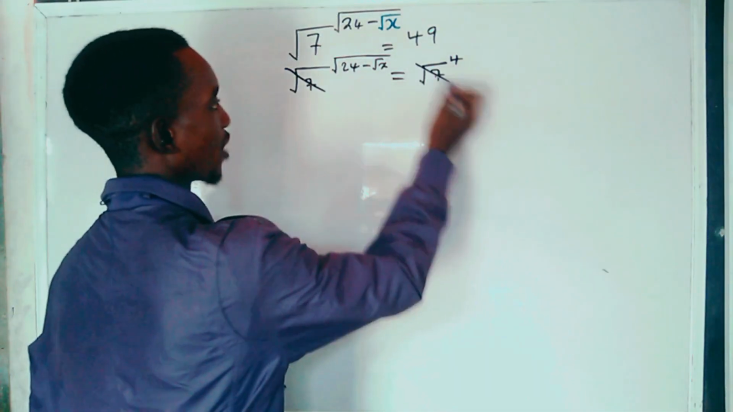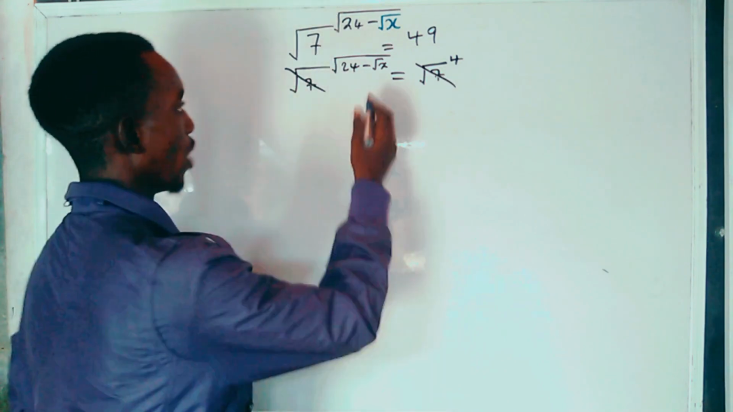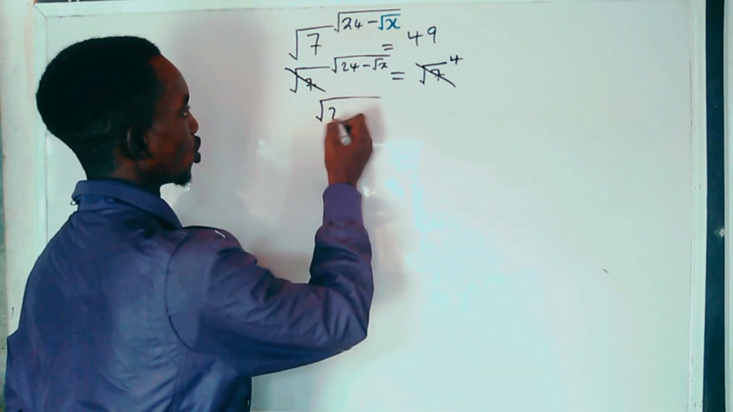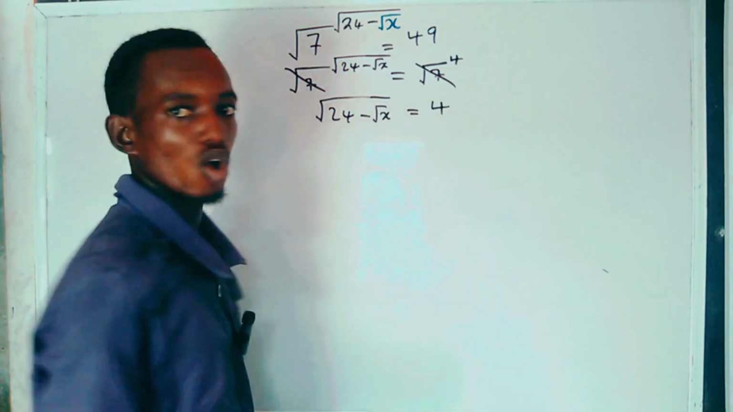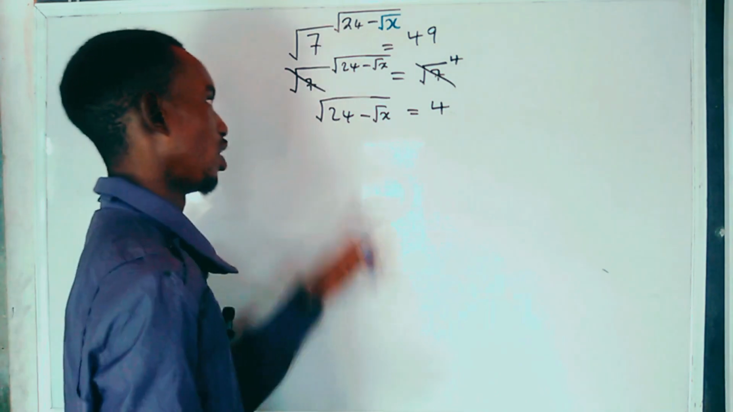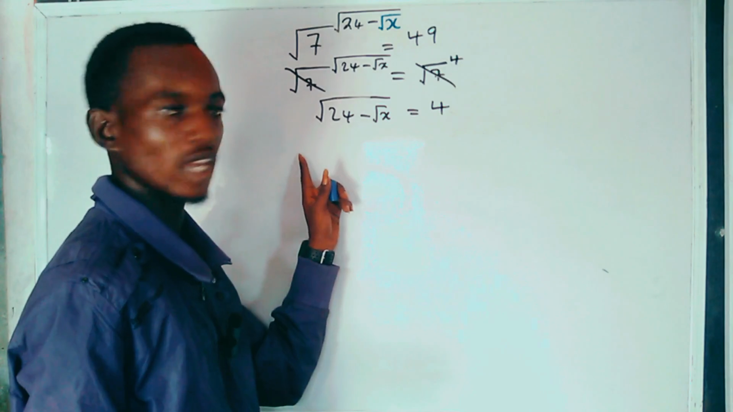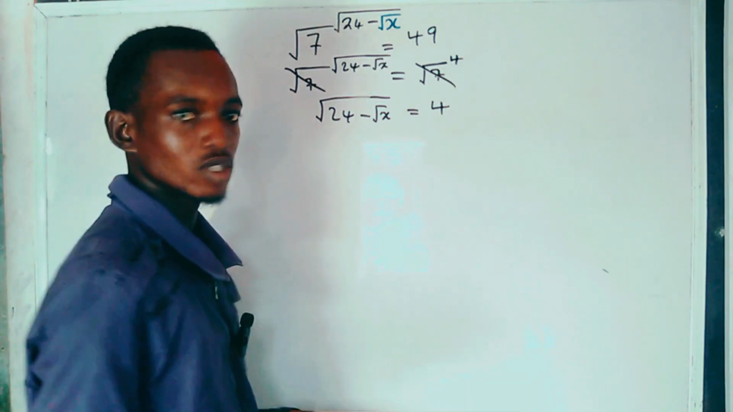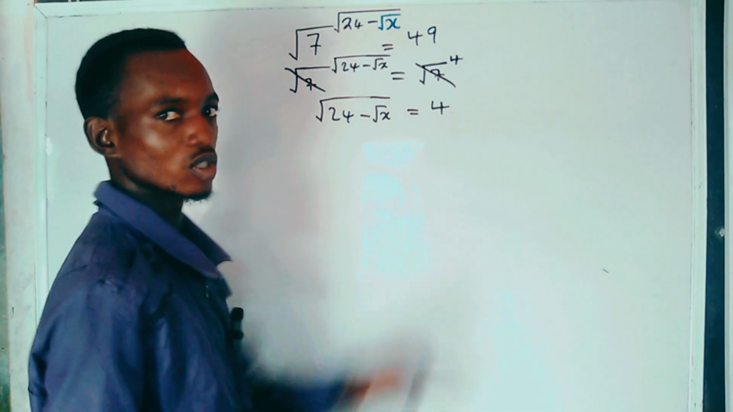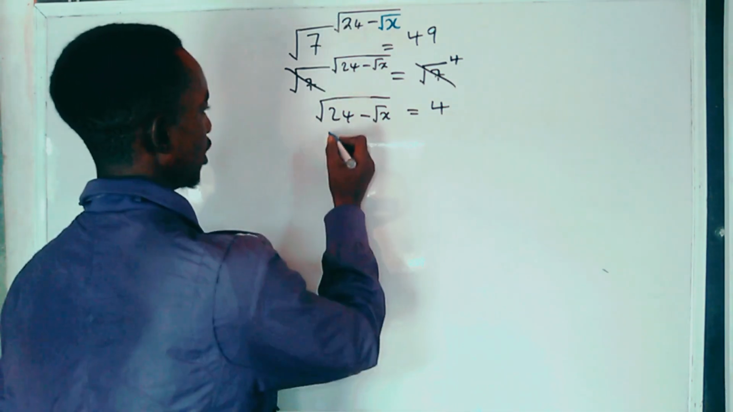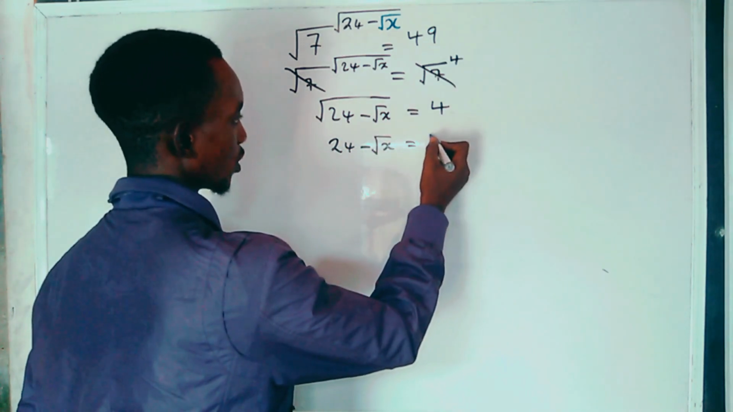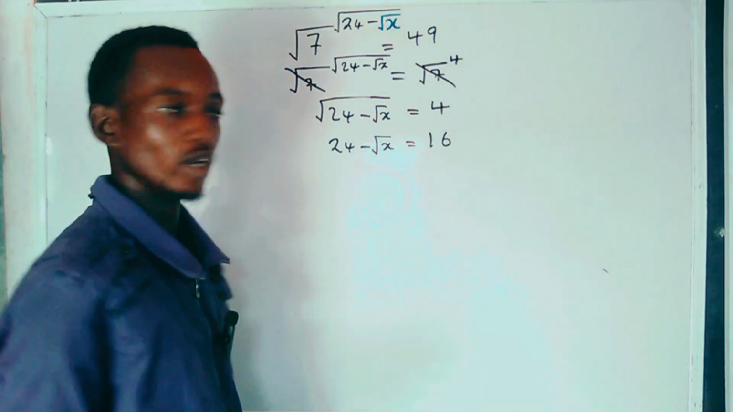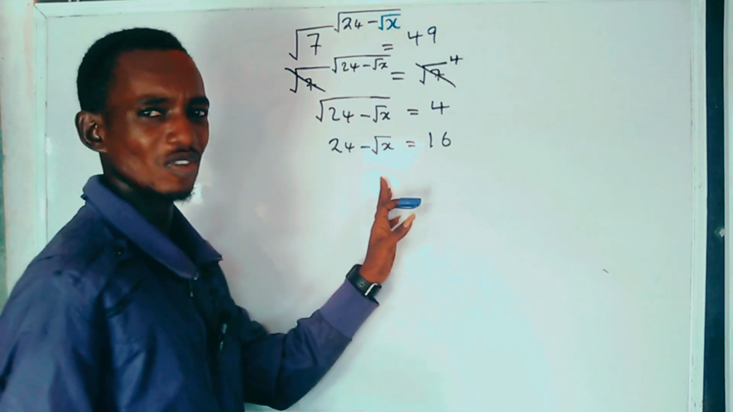Very nice trick. So now we can say square root of 7 cancels square root of 7. So we have square root of 24 minus square root of x equals to what? 4. Very good. We now have a linear equation. We have a root here. We get rid of roots. Okay. How do we get rid of the root? By squaring both sides. So when we square both sides, square cancels this root. Then we have 4 squared here. So we have 24 minus square root of x equals 4 squared is what? 16. Are you following? And you can say that this thing here has been reduced to this.